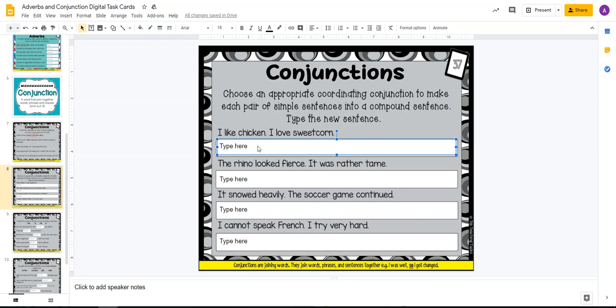So what if I put, you're going to type here, so I'm going to delete the "type here," and I'm going to put, "I like chicken and I love sweet corn." The word "and" is my conjunction. I just connected those two separate thoughts, those two sentences. So that's what you're going to do for the next 3.